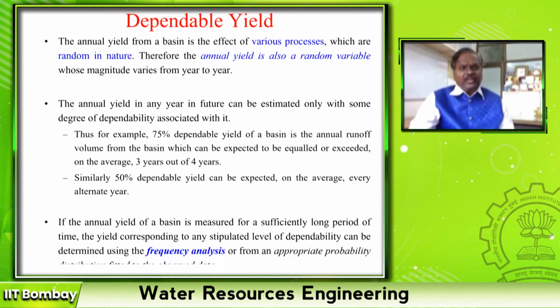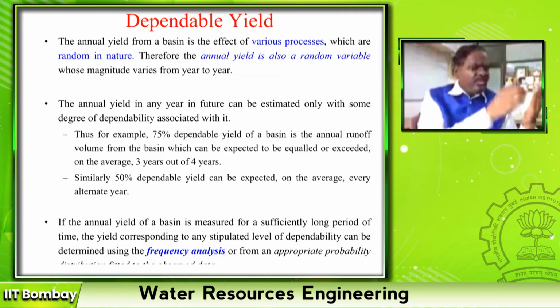Before that, I would like to tell what is this dependable yield, right? Dependable yield is the annual yield from a basin, and it is the effect of various other processes. They are all random, but we call that a stochastic process, right? And this magnitude varies from year to year. The yield from a basin is not constant. It depends upon the rainfall and antecedent soil moisture condition of our basin, as well as the basin characteristics. And it varies from year to year.